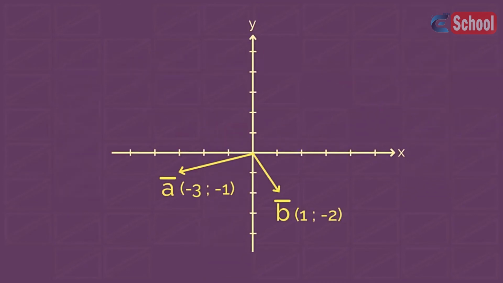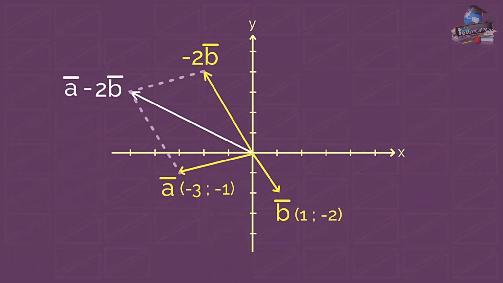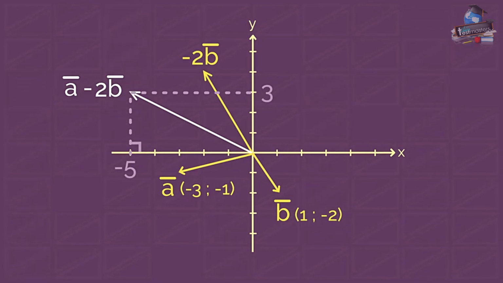Now let's look at what happened on the coordinate plane. First, we found vector minus 2b. Then we added vector a and vector minus 2b. After that, we used the Pythagoras theorem to find the length of that vector.